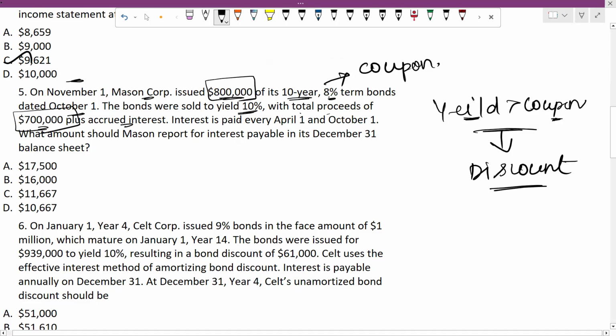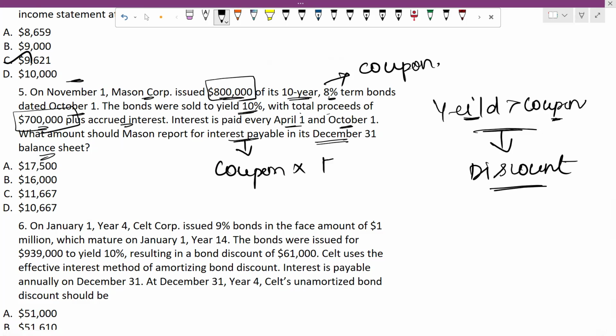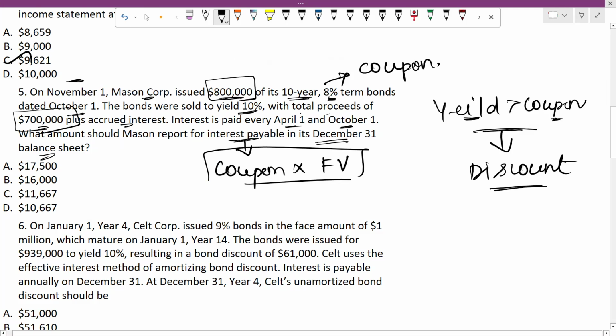Interest is paid every April 1 and October 1. So every 6 months they are paying the interest. So it's a semi-annual payment. What amount should Mason report for interest payable in its 31st December balance sheet? So what is important to understand this? See, listen, first, they're asking us to calculate interest payable. How do we calculate interest payable? It is coupon rate into face value. Coupon rate is given in the question, 8%. Face value is also given, 8 lakhs.